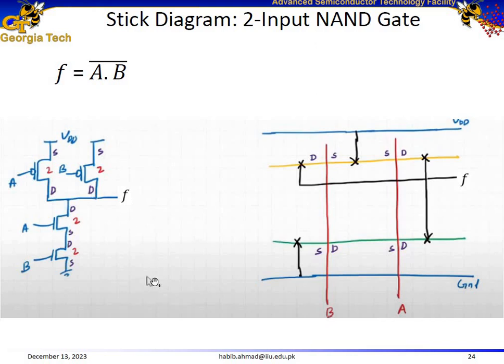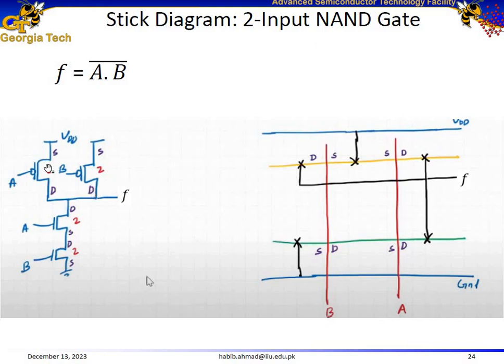Similarly for the pull down network, for NMOS, our source would be connected to the ground. So starting from here for transistor B, the source is going to be connected to the ground, and then we follow this order. This becomes the drain of the transistor, and then keep going and follow the same order. So this becomes the source of A, and this becomes the drain of A.